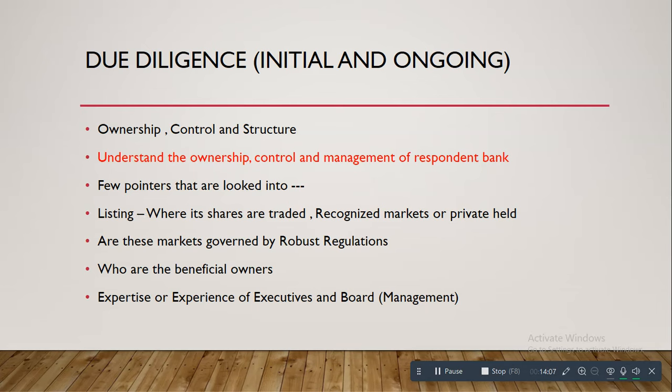The first is ownership, control, and structure. So what does this mean? This means that the correspondent bank tries to understand the ownership, the control structure, and the management structure of the respondent bank. A few pointers that are looked into are listings. For example, is the respondent bank a publicly listed bank, or is it a privately held bank? These kinds of things are looked at.